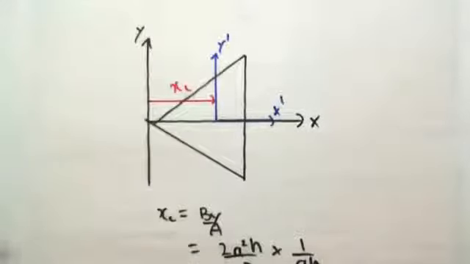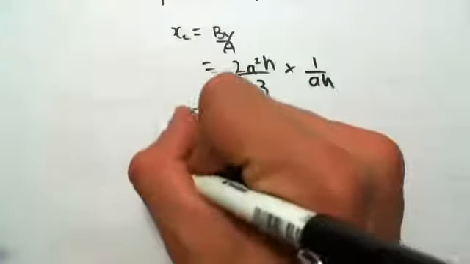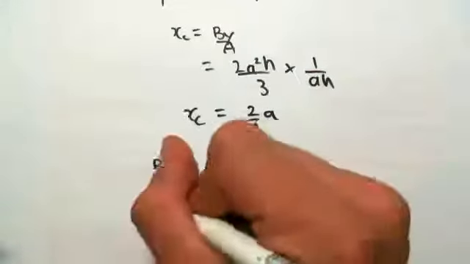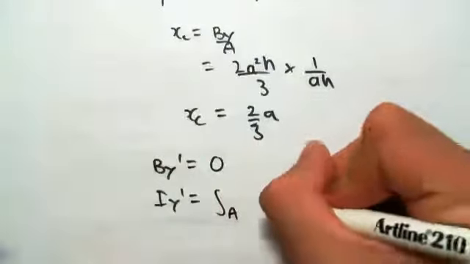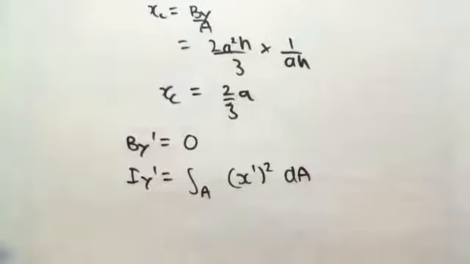The next thing we're going to have to find is by dash. So by dash, every time we have a y dash for the first moment of area, it's always just 0, so that's very simple. And the last thing we need to find is Iy dash, which is the integral of x dash squared dA over the area A.